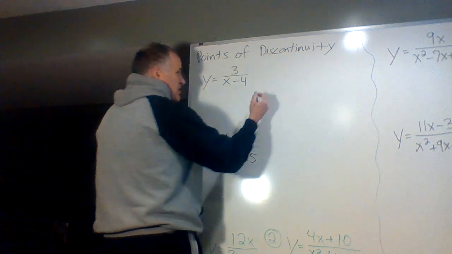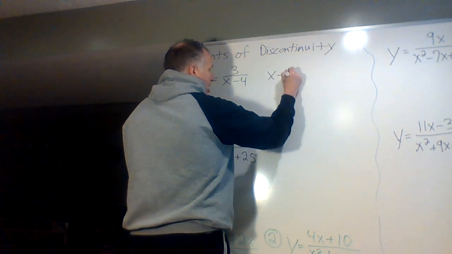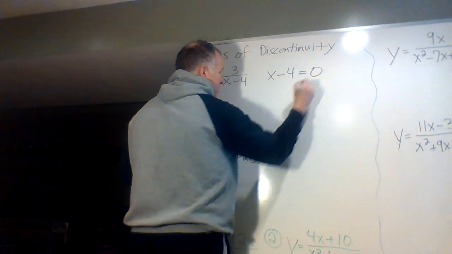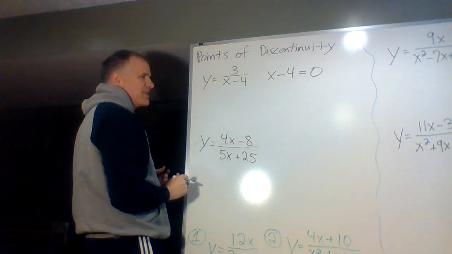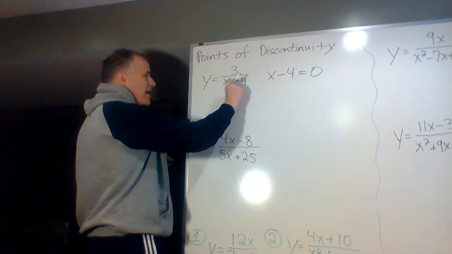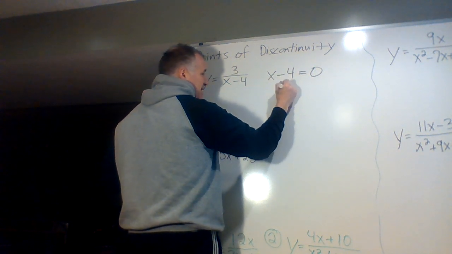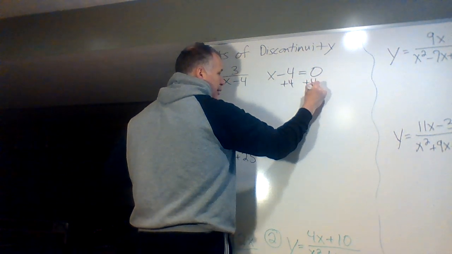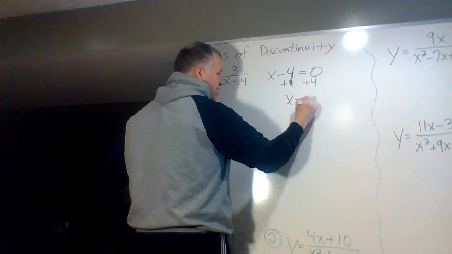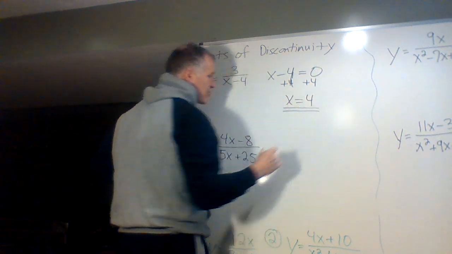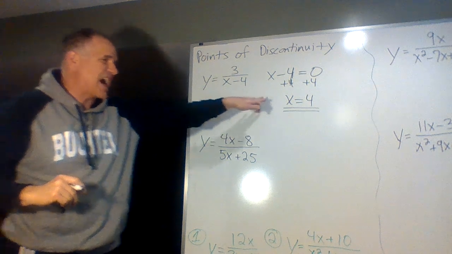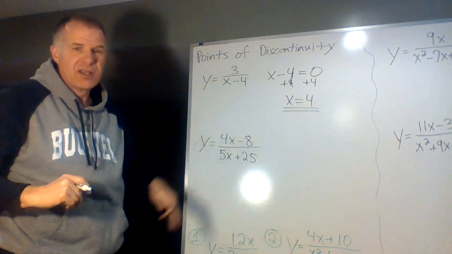So to find that, we just put our bottom and set it equal to zero. So again, the 3 on top doesn't matter. It's only what makes the bottom zero. So if I set the bottom equal to 0 and I'll just solve it, since that's a -4, I can +4. Okay, so my first answer is just +4. So this graph, if I graph this, is not allowed to cross over +4.